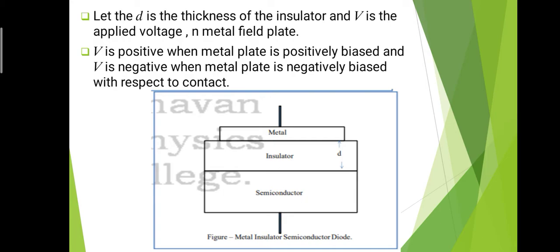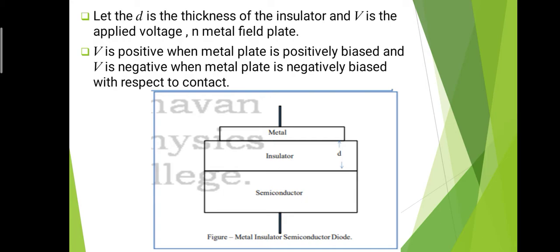Let d be the thickness of the insulator, V the applied voltage, and N the metal field plate. So these are some quantities: V is the applied voltage, that is the external voltage, N is the metal field plate which helps to transport the carriers, and d is the thickness of the insulator. The middle part is the insulator and the thickness of that part is nothing but the small d.